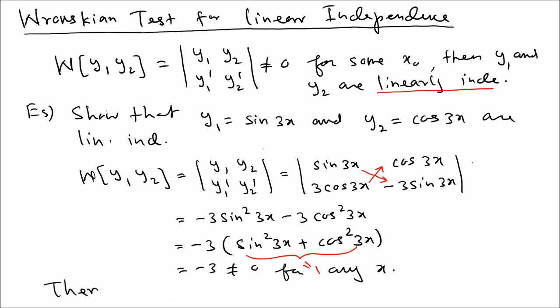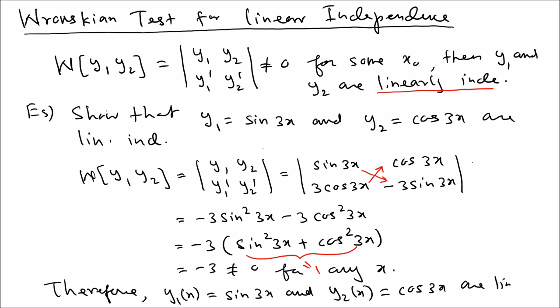Therefore, y1(x), which is sine 3x, and y2(x), which is cosine 3x, are linearly independent. You can see that's very simple. Just use the definition of the Wronskian, and then find the 2x2 determinant. If you forget what the 2x2 determinant is, if you have a, b, c, d, the determinant, using vertical bars, is ad minus bc. That's the 2x2 determinant.